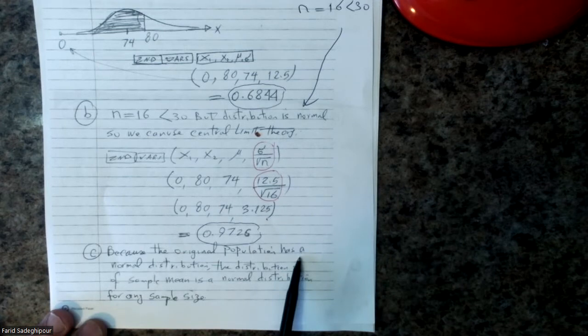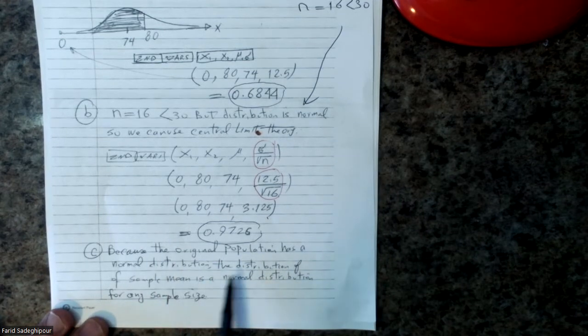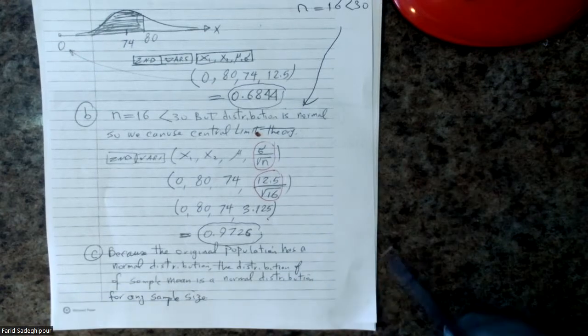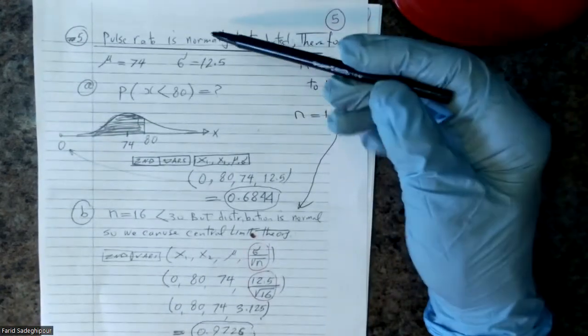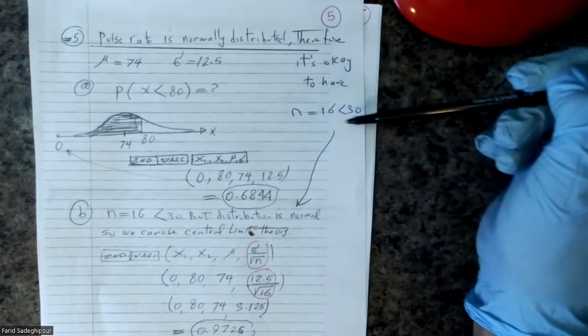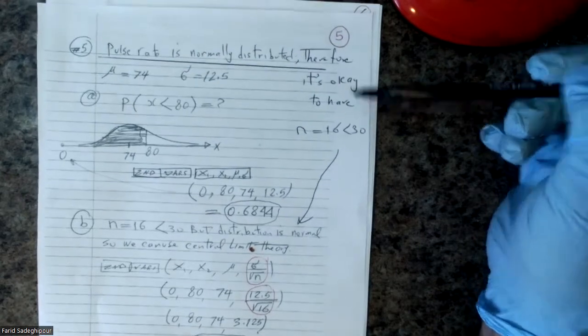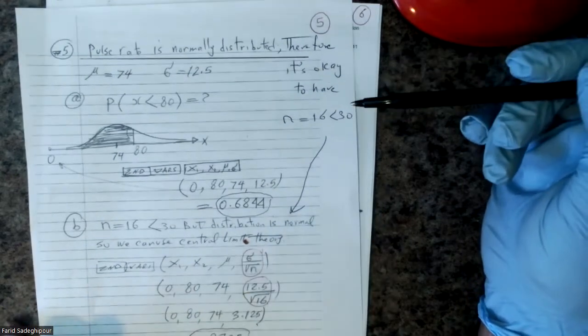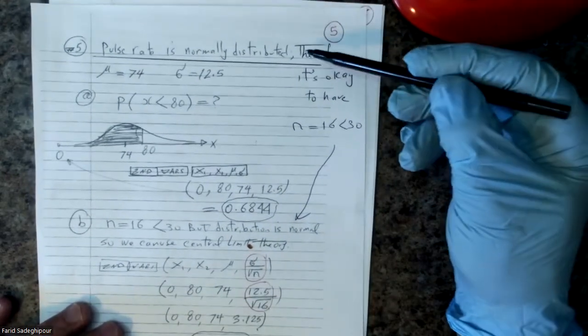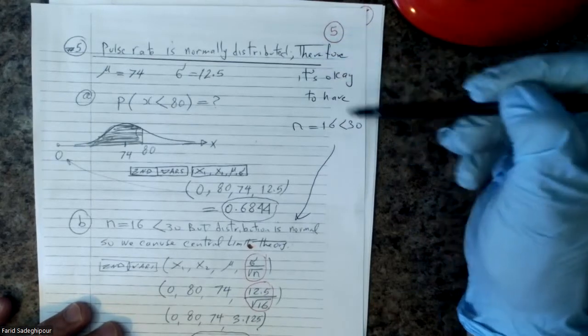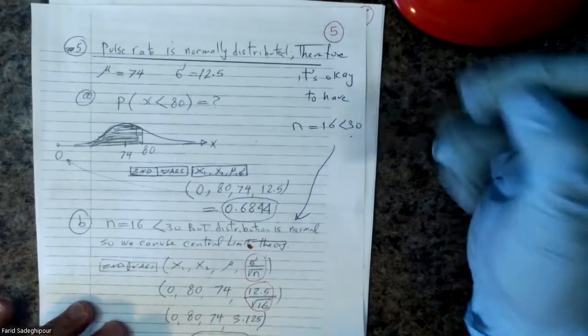Because the original population has a normal distribution, the distribution of the sample mean is normal for any sample size. So when we indicate in the problem that the distribution is normal, then the value of n doesn't have to be greater than 30. Other than that, the requirement is either normally distributed or greater than 30, or both.